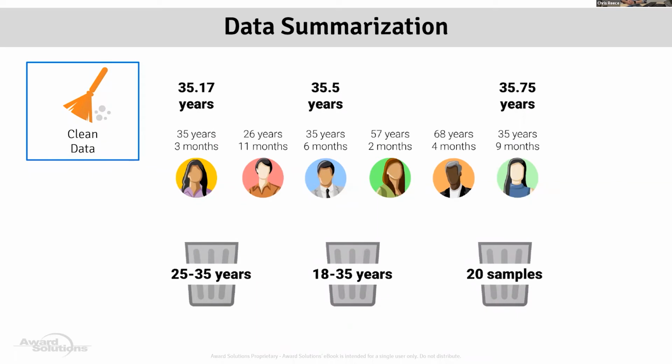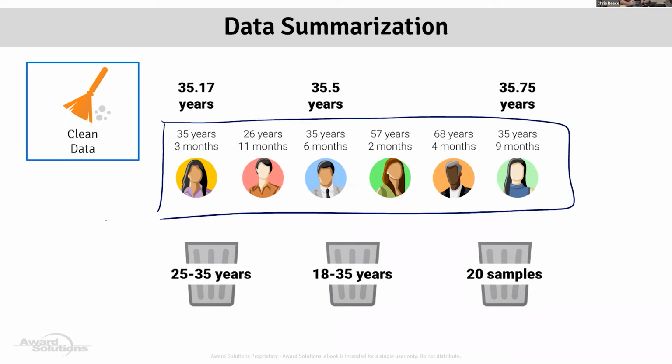I have the number of years since they graduated college, or I have their age to month and day. So you can see in this case, we'll say that this is the age of these 6 people. The lady on the left is 35 years old and 3 months, 26 years and 11 months, 35 and 6, and so on.